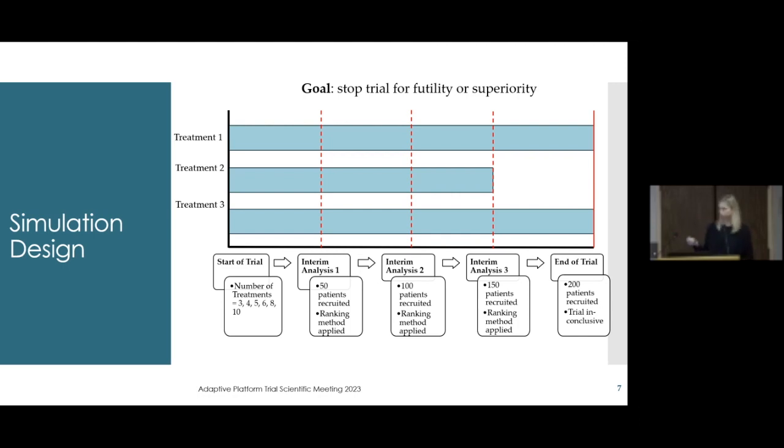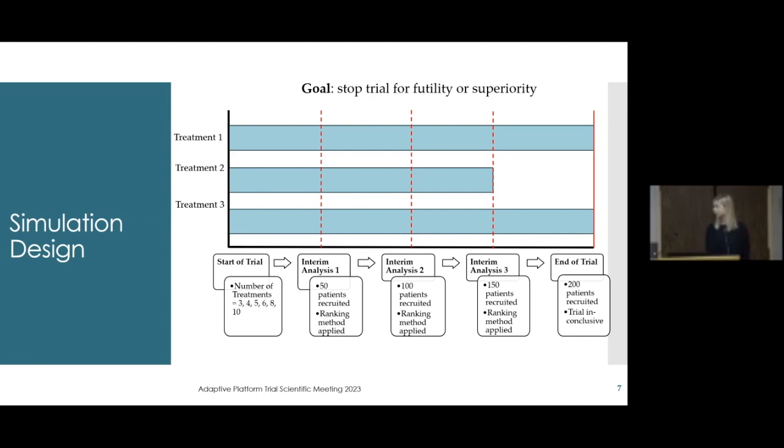So just to go through this, in our simulation design, our first interim analysis occurred at 50 patients. And at this point, we applied each ranking method. Using that, we determined if we wanted to drop any treatments for futility, if we wanted to stop the trial for superiority, or if we wanted to continue on with the trial. So if we continued on with the trial, we had 2 more interim analyses occurring at 100 patients and 150 patients.